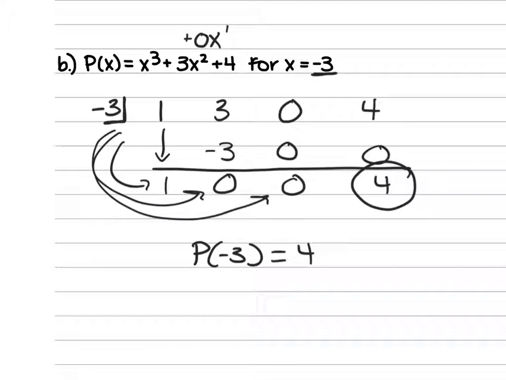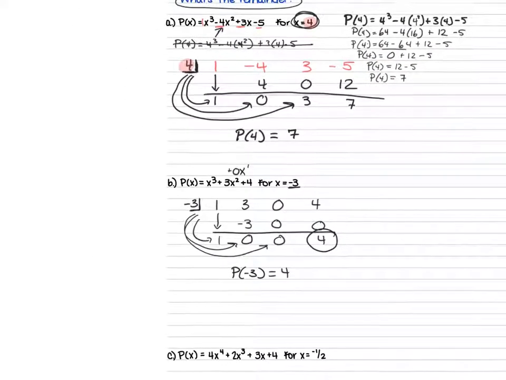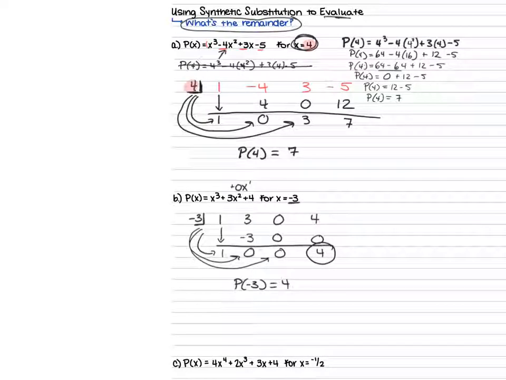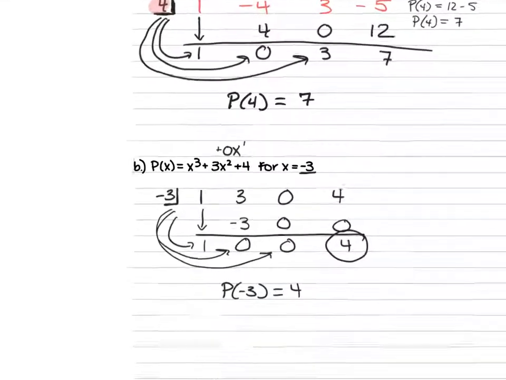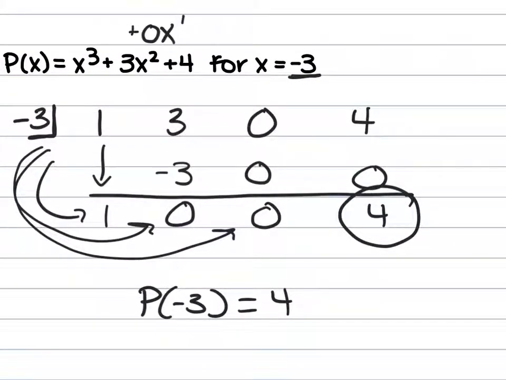Yes, sir? So instead of the last number being the remainder, it's the solution? The remainder is the solution, yes. That remainder there is the solution. So this is different than synthetic division. This is synthetic substitution. But you'll recognize it's different because notice there I didn't tell you to divide anywhere.